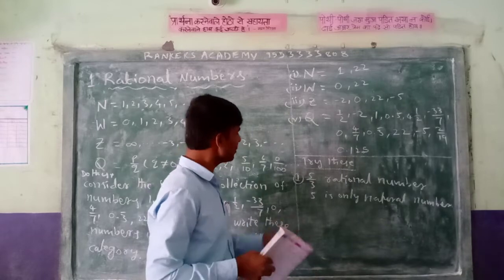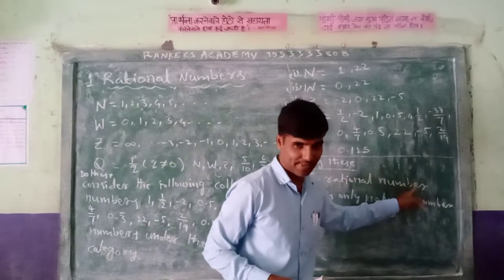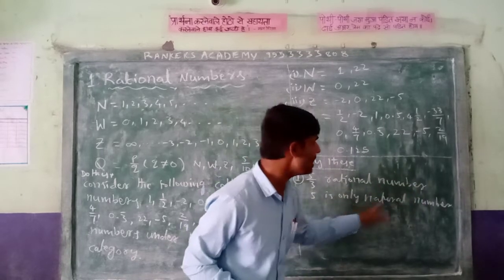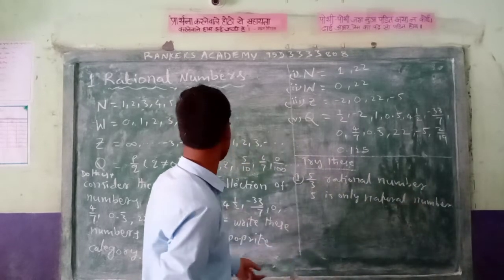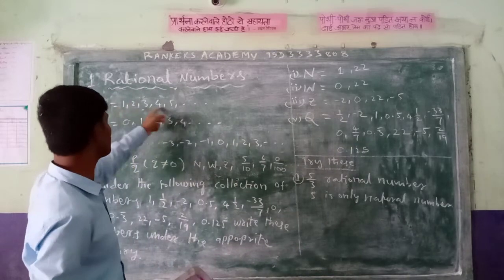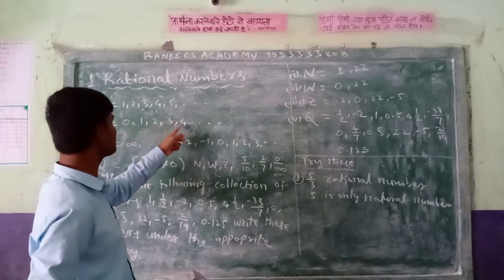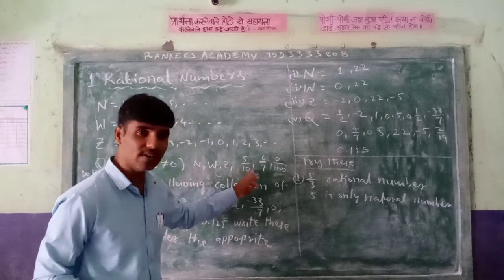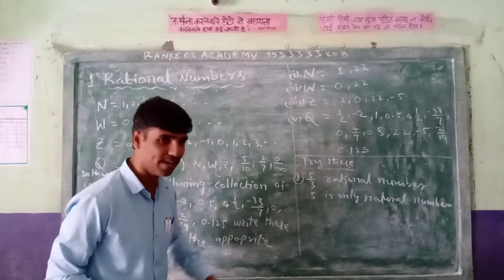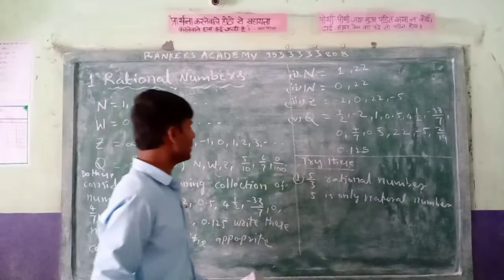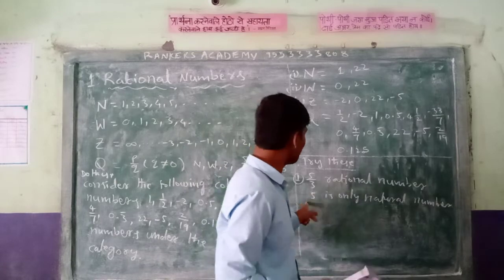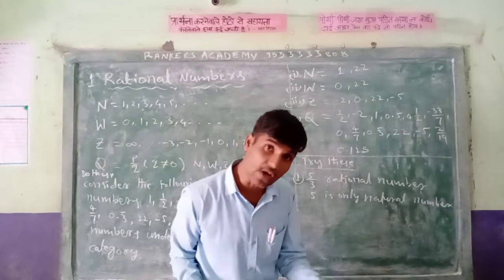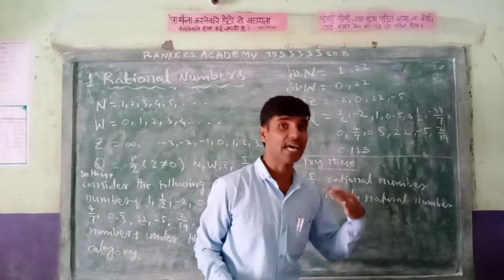It is correct that 5 by 3 is a rational number. Okay. 5 is only a natural number. Why? 5 is also there in the whole numbers, isn't it? Integers also have it, and Q also has it. Here Hamid says 5 is only a natural number. 5 is not only a natural number but also a whole number, integer, and rational number.